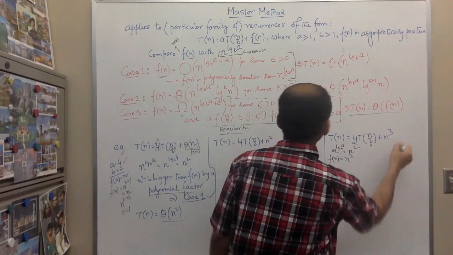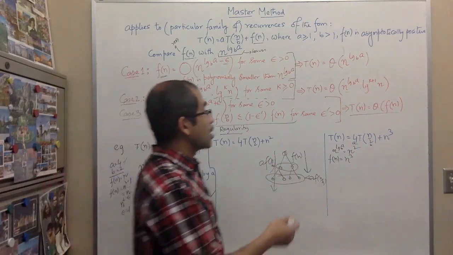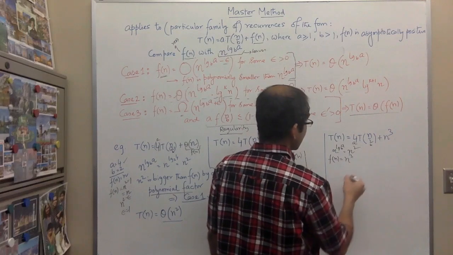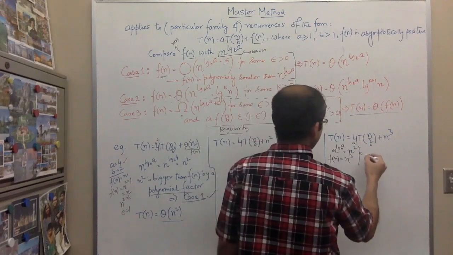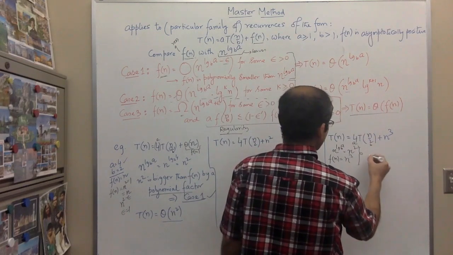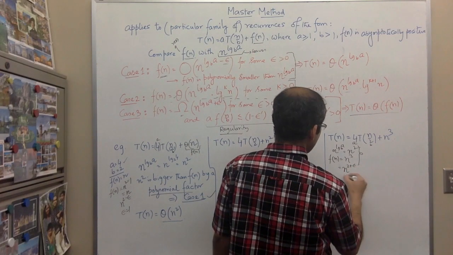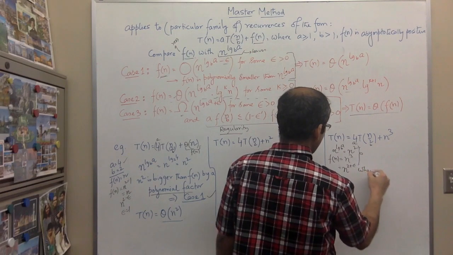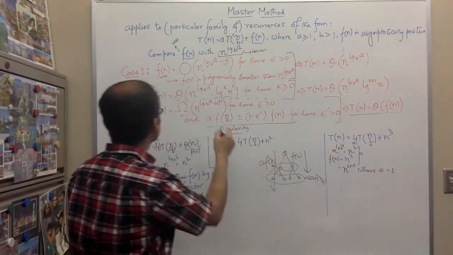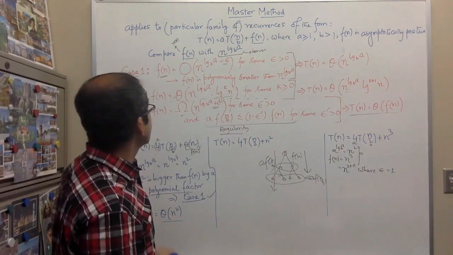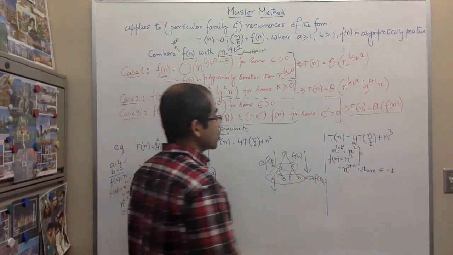I have shown the same problems using the recursion tree, and now I'm showing them using the master method. f(n) equals n cubed and n to the power log a to the base b is n squared. When we compare them, we find that f(n) is larger. So you can see f(n) equals n to the power 2 plus epsilon, where epsilon equals 1. So that means this is case 3.